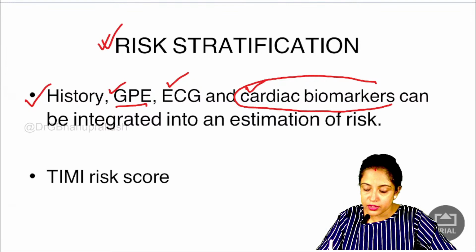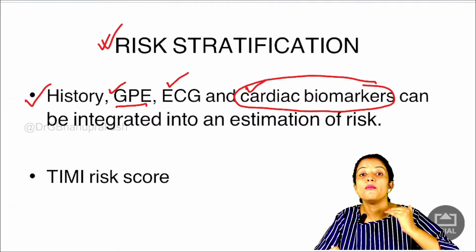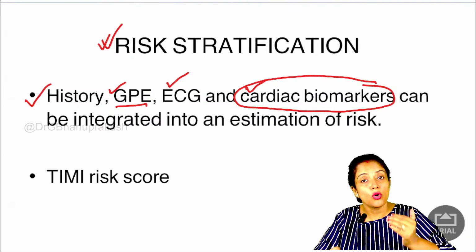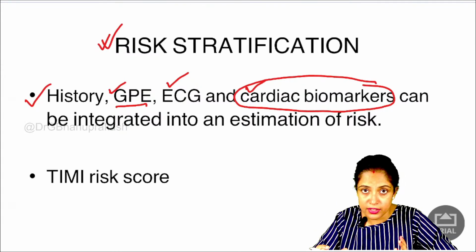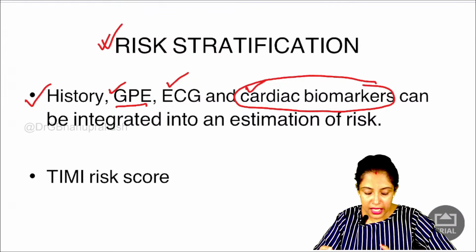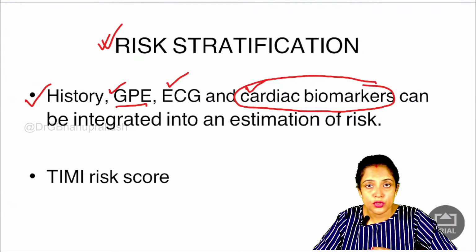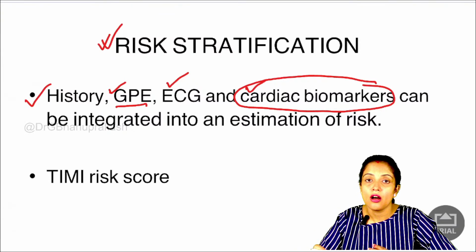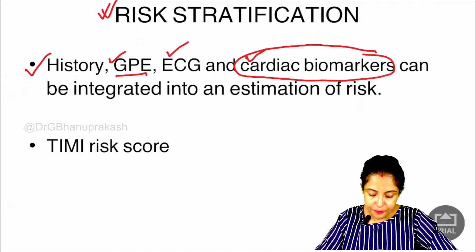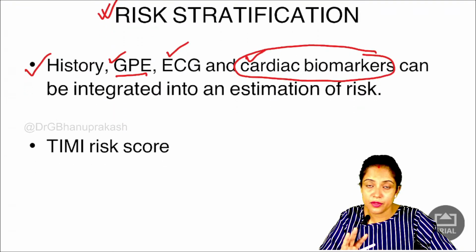Cardiac biomarkers: the more the elevation, the more the risk. More elevation means more myocardial necrosis, so the risk also will be more. In risk stratification, we have different scoring systems. That is very important, not just for your theory purpose, but also for your competitive exams. We have three types of scoring system.